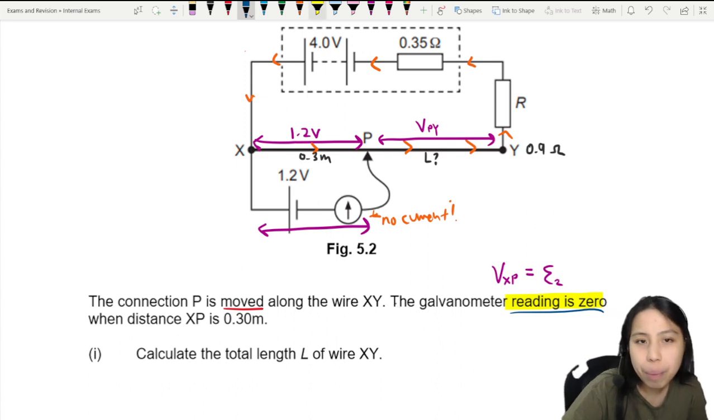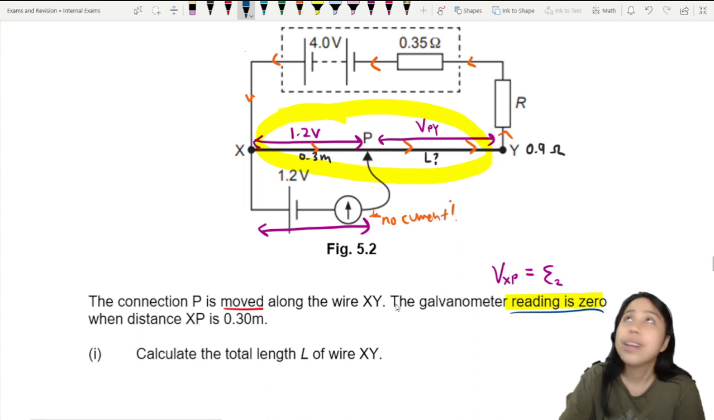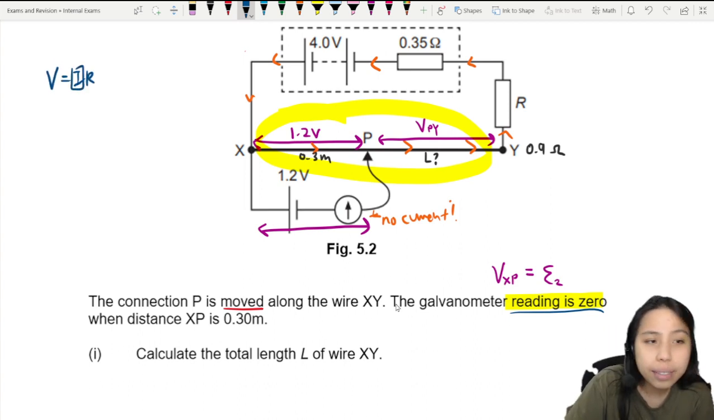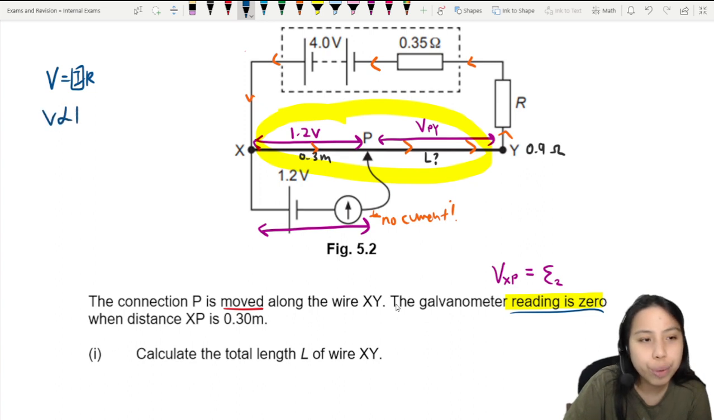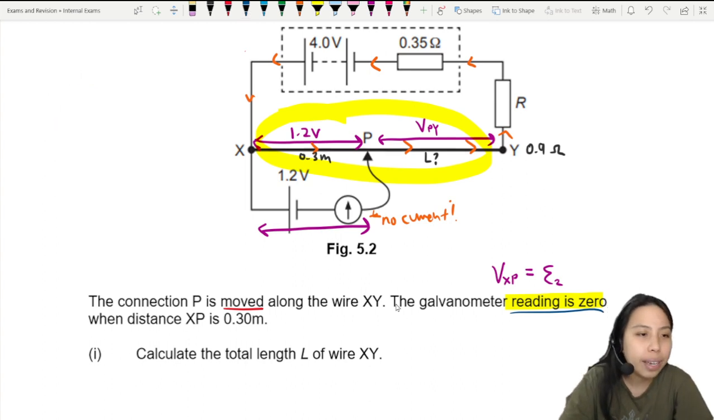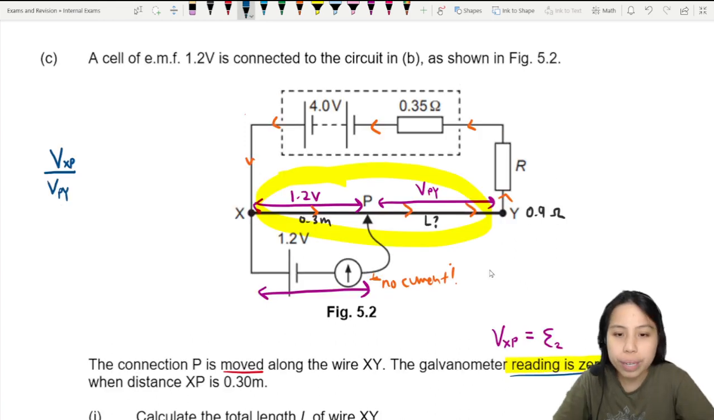Number one, a potential divider ratio across these two. So remember, we can ratio V equals IR. If current is the same passing through both, then V is proportional to R. So oftentimes we use the potential divider and we say that V1 over V2 is R1 over R2. Or in this case, VXP over VPY. Oh, I see an error.